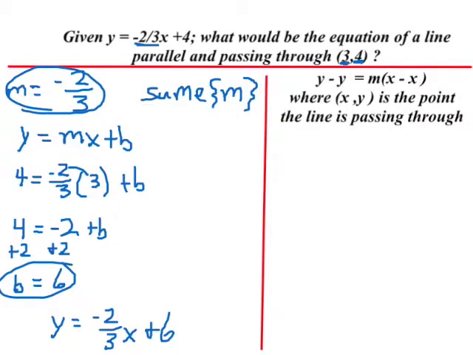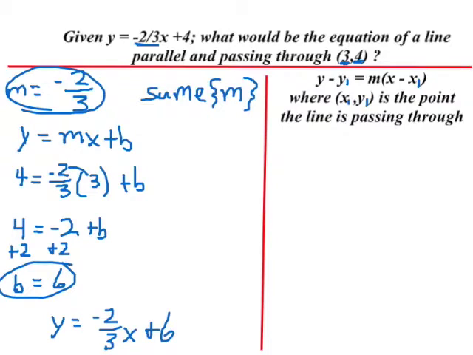We can use this formula. It's called the point-slope formula. And it says y minus y1 is equal to m times x minus x1, where this x1 and this y1 is a point that we're passing through. So let's go ahead and plug this in.